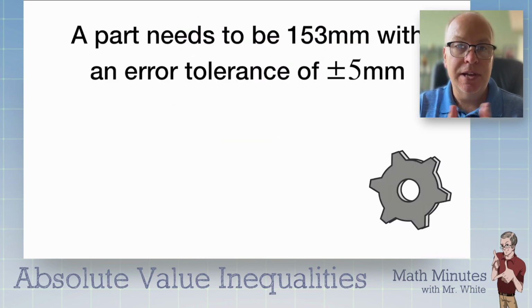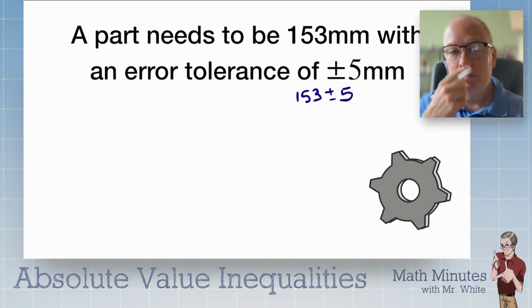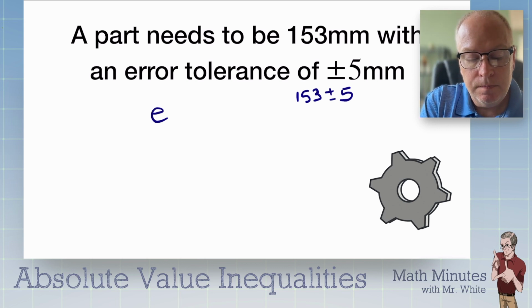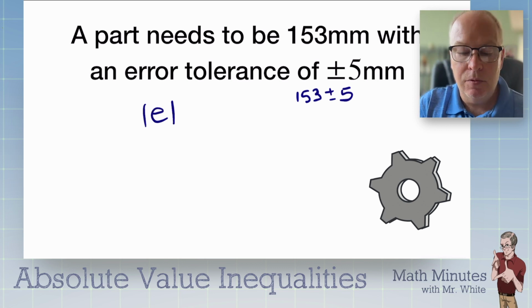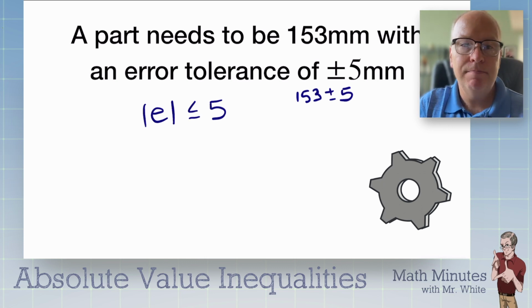So here's another example. I mentioned earlier you're going to go out and have to make something, right? So let's say a part needs to be 153 millimeters, but whoever's buying this part said it can be as large as 158 or as small as 148. You see how that's 153 plus or minus 5. Now, the error, we don't care about the sign, remember. It needs to be under or equal to 5.